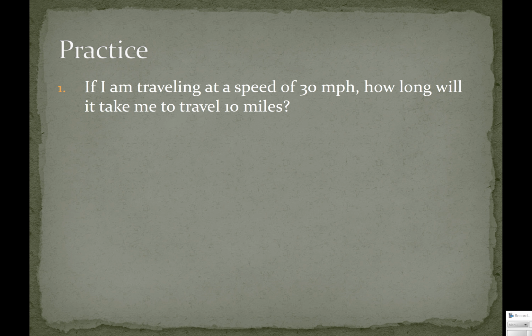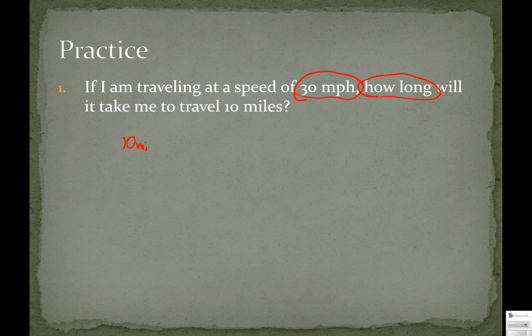Now, if we're traveling at a speed of 30 miles an hour, how long is it going to take me to travel 10 miles? Well, we know that we want to travel 10 miles. And we're trying to figure out how long it's going to take us to go at that rate. So we're looking for how long, which is a time. Okay? Now, we're given a conversion factor of 30 miles per hour.